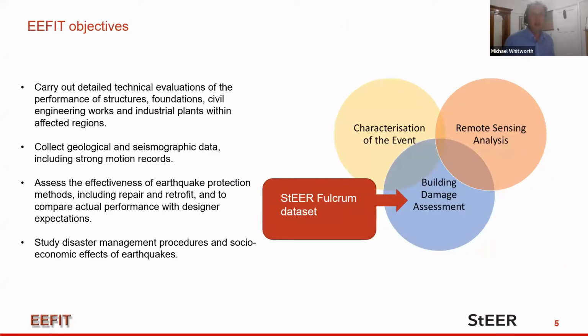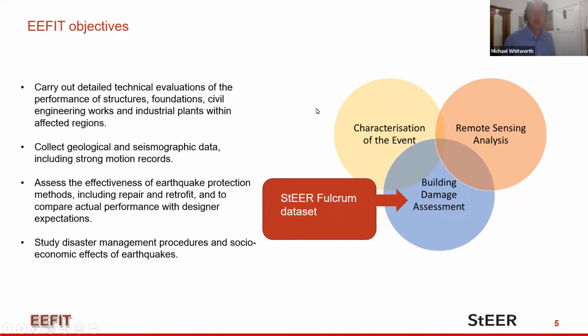So looking at the EEFIT objectives and how we structured the mission, it was key to acknowledge that we were not going to be able to assess all the key EEFIT objectives. So we structured the mission firstly to try to understand and characterize the event, looking at geological and seismological data. And then one of the things we were interested in as a team was how remote sensing analysis, from a remote mission point of view, could support us in undertaking a range of different assessments.